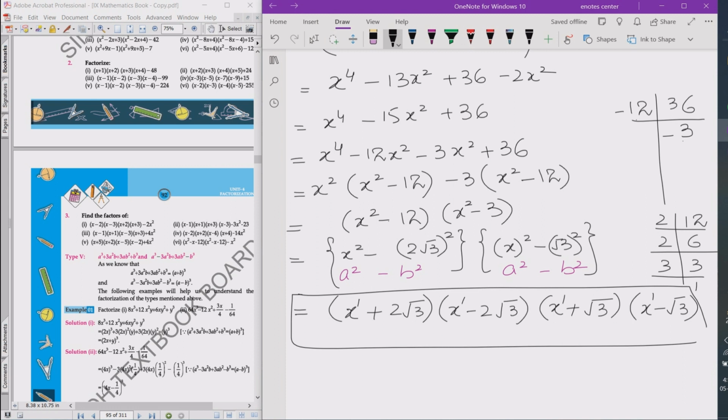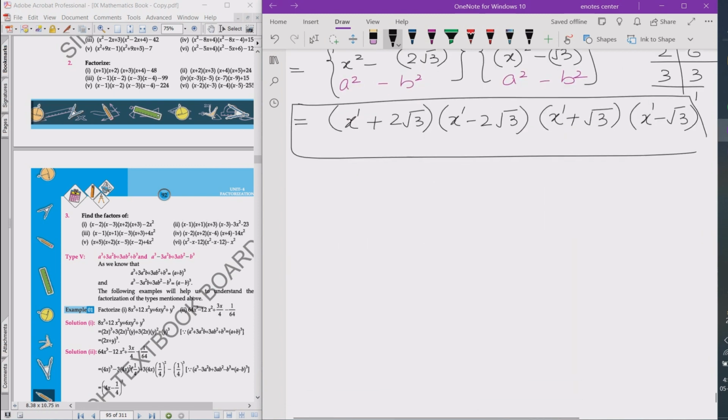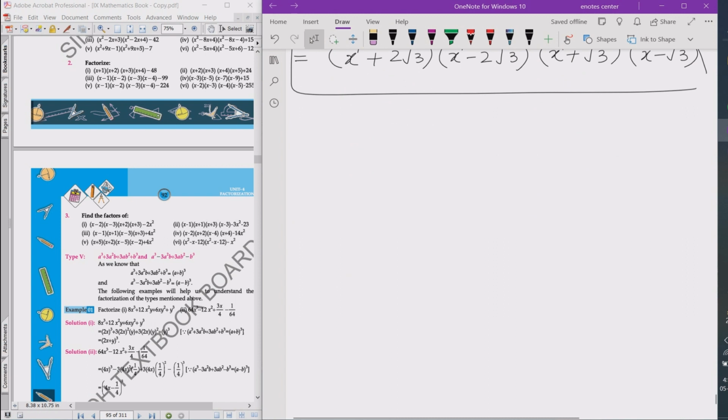So that's why we make this expression this way: 2 root 3 upon 3. So we want to apply here the formula a square minus b square. And we will cover other questions next, so you will learn more about what we can do.